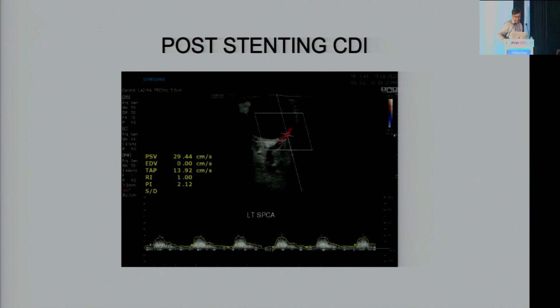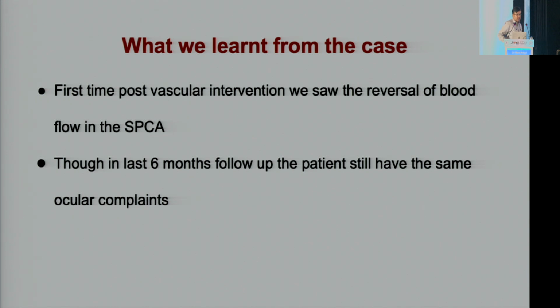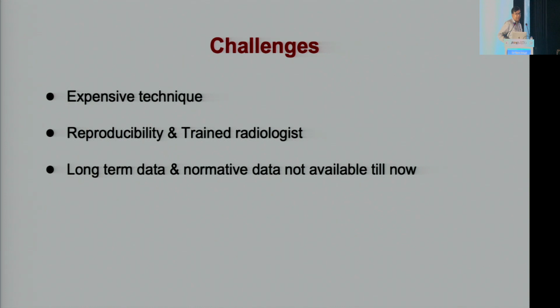And when we did the Doppler again, we saw that there is some blood flow in the short posterior ciliary artery. So the hypothesis is that after we improved the flow in the internal carotid artery, some flow can now be directed into the SPCA. This is the first time; not in the literature have we seen this. But the problem is that the patient is still having the same symptoms. The patient still says, I am having amaurosis fugax, I am getting blurring in vision sometimes. There is no change in the clinical symptoms.